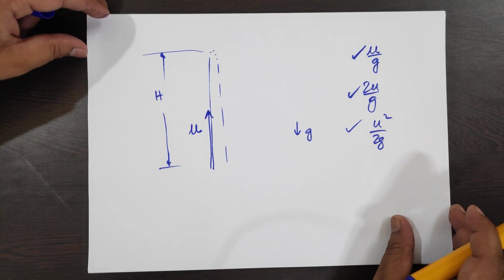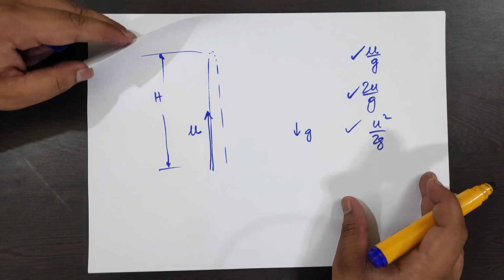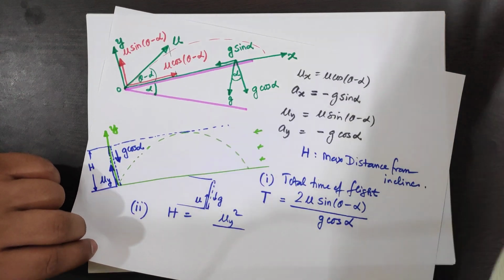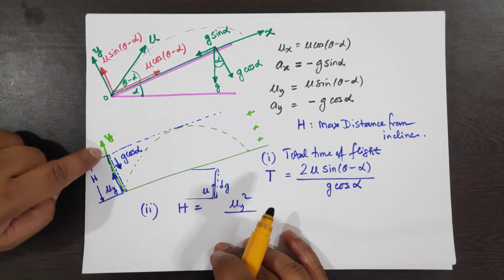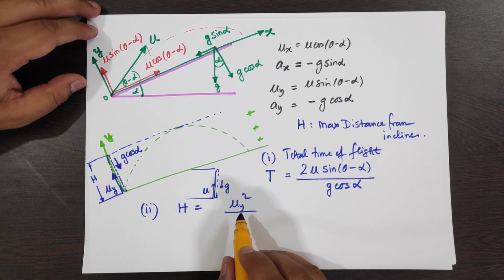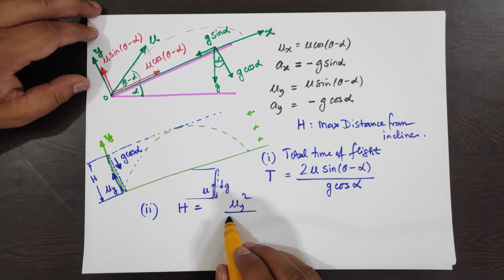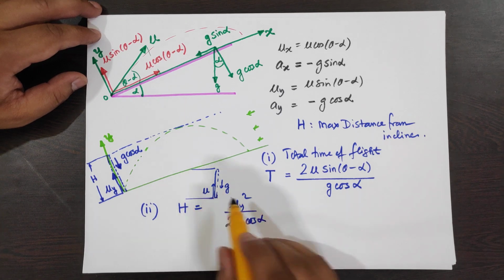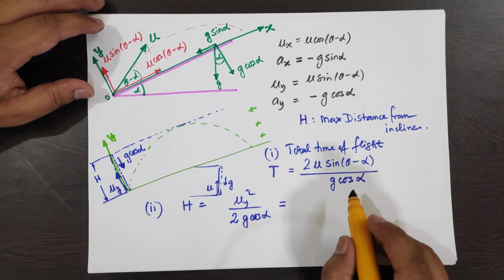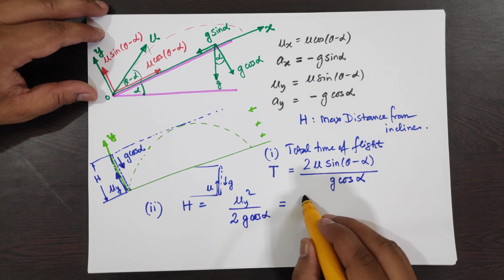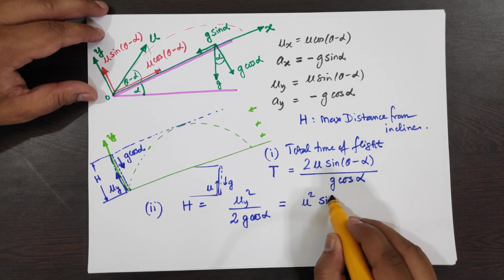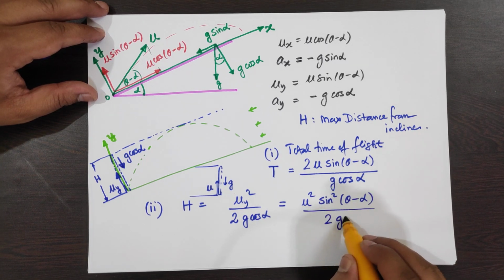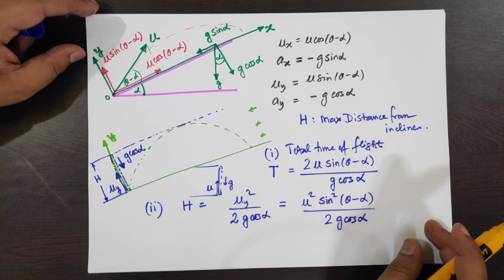Just extending the same concept, the same equations will apply for the projection of the motion along the y-axis. So it is uy square by twice g cos alpha. Instead of g, this is g cos alpha. So it's uy square, that is u square sin square of theta minus alpha, divided by 2g cos alpha. That's it.